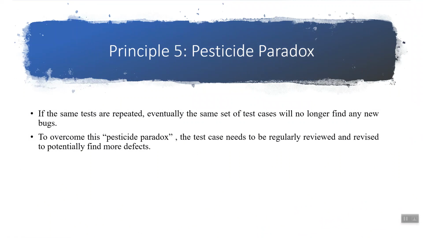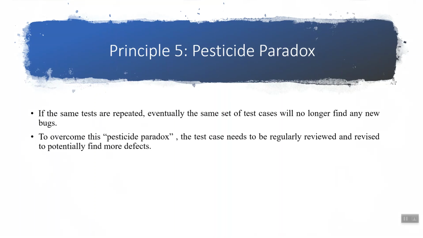The fifth principle is pesticide paradox. If the same tests are repeated, eventually the same set of test cases will no longer find any new bugs. This is known as pesticide paradox. To overcome this pesticide paradox, the test cases need to be regularly reviewed and revised to potentially find more defects.